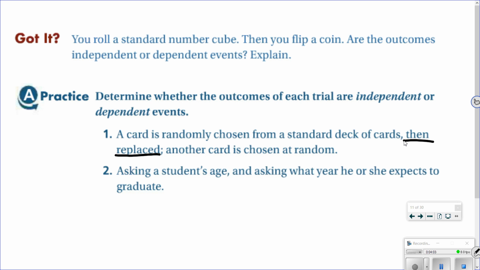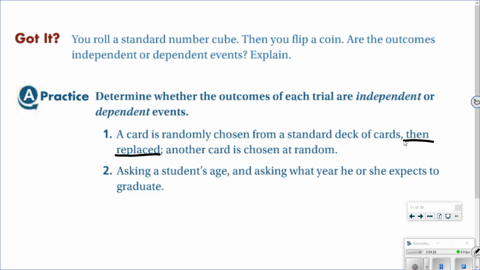Now compare that to that other problem we did with cards. If I were to pull the card out and leave it out, then, if you don't know, in a standard deck of cards there are 52 cards. So if I took one card out and left it out, then when I go to the second event, it's changed because instead of being out of 52, it's only out of 51. So that one would be dependent. One does affect the other one.